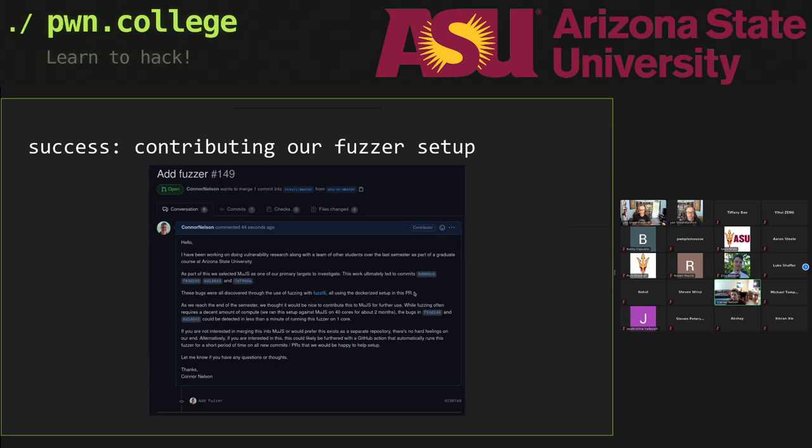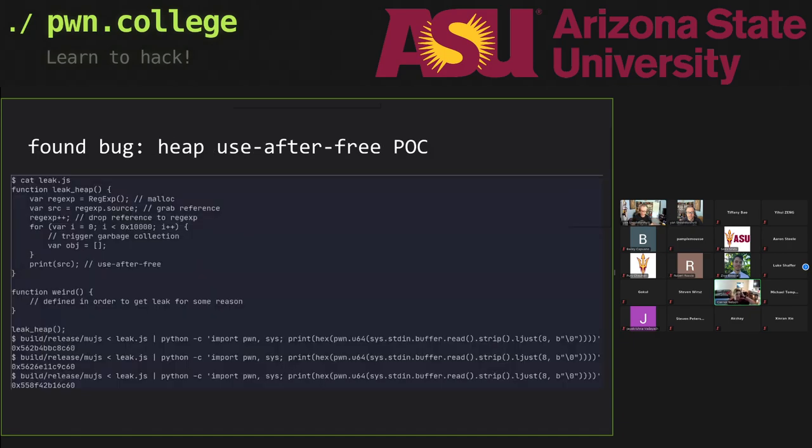There's a question. Go for it. Can you talk about the applicability of that bug, unless I missed it? Yeah. So if we go back here. We tried messing around with getting more useful primitives out of this use after free. In this case, we have this proof of concept that is able to do a memory disclosure of a heap address. So basically now we know where the heap is.